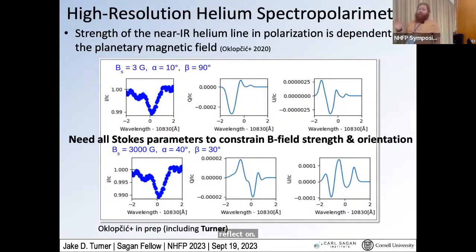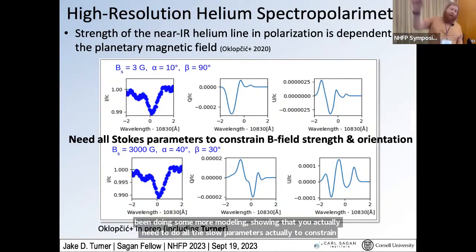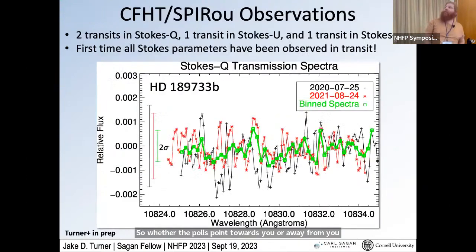As I said, there was a study saying that you can use this to constrain the magnetic fields. We've been doing some more modeling showing that you actually need all the Stokes parameters to constrain not only the strength of the magnetic field, but its orientation, whether the pole is pointing towards you or away from you, vice versa. It seems like we need all the Stokes parameters to do that. Thankfully, we've now done that.